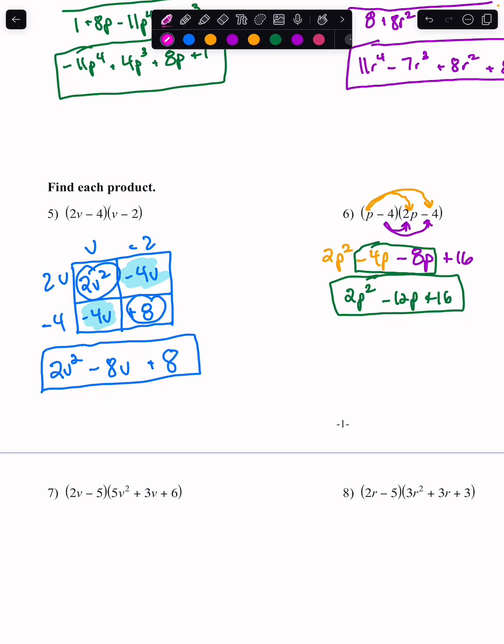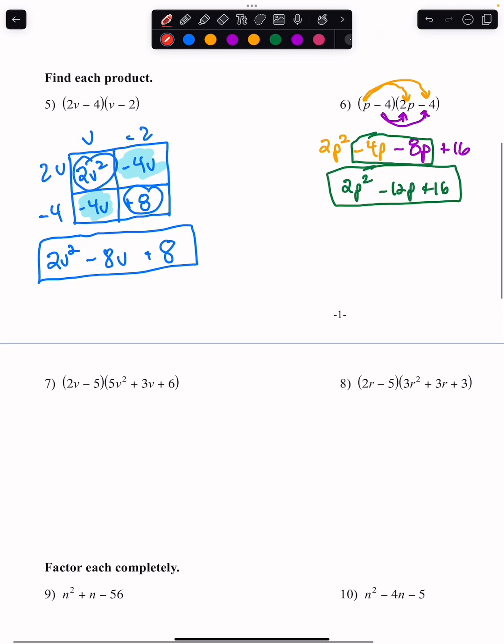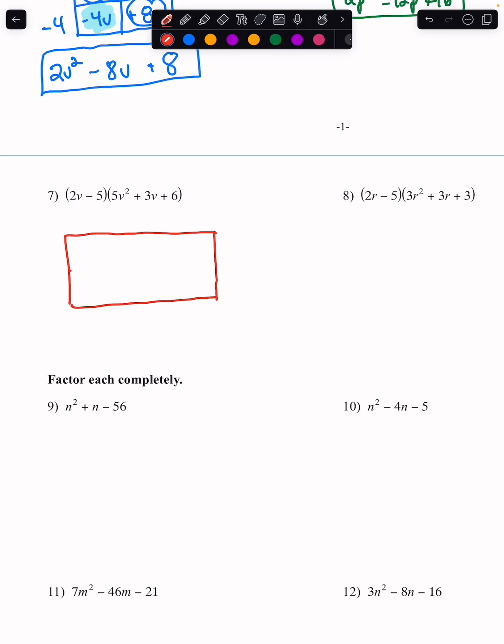Okay. And then let's go down here. Now this is a 2x3 box. Two by 3. And we got 2v minus 5. 5v squared plus 3v plus 6.